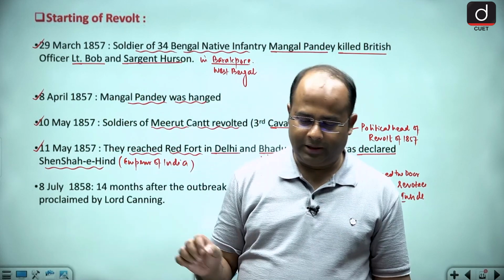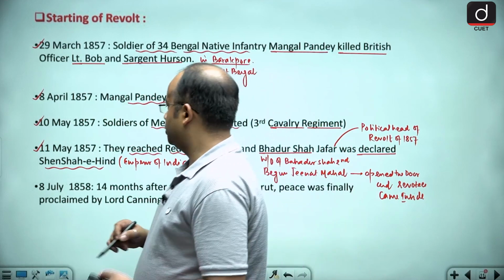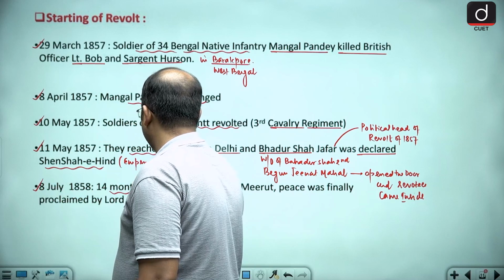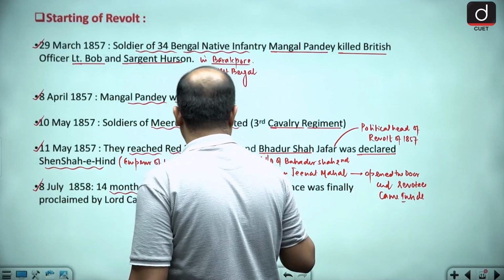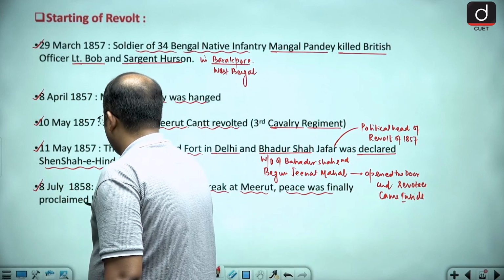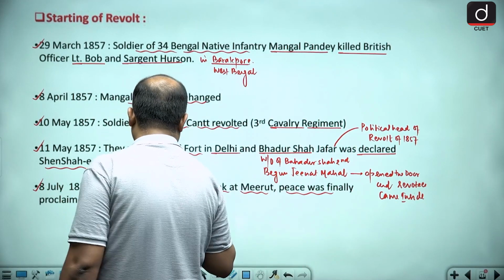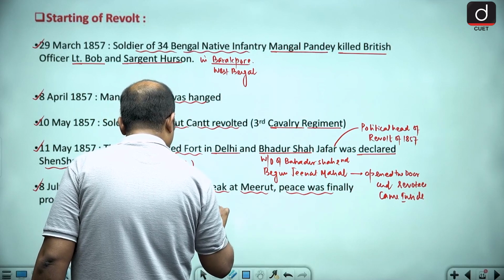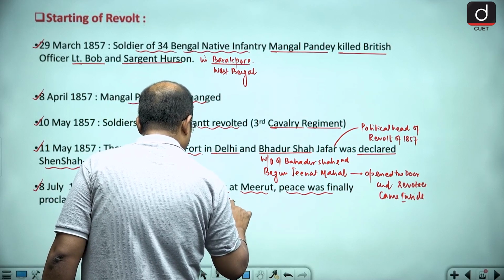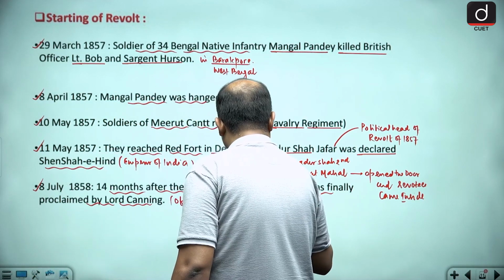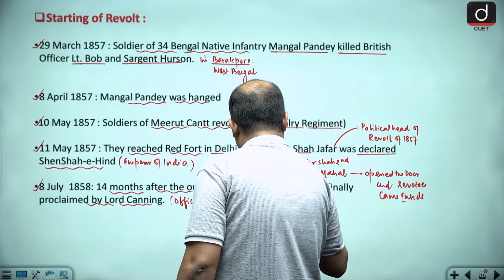So when the revolt of 1857 failed, on 8th July 1858, 14 months after the outbreak at Meerut, peace was finally proclaimed by Lord Canning, and Lord Canning officially declared the end of the revolt.